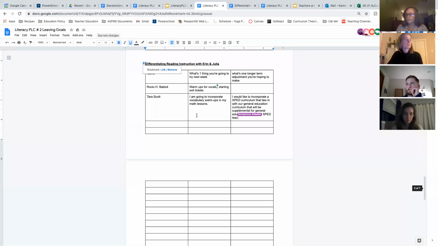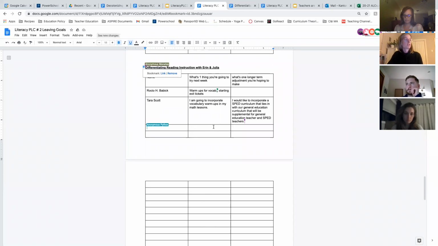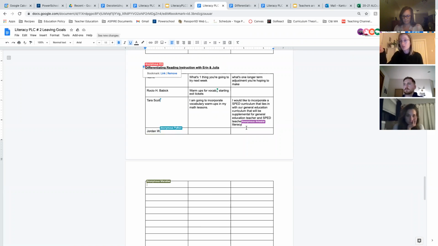If you go to the bookmark here, some folks are already filling this in. You'll just put your name here, one thing you want to try next week, and then one longer term adjustment you're hoping to make. And that might mean next year I'm really hoping to do this, or it might be in March I'm really hoping to do this. So we'd love to have a collection of what people are thinking right now.